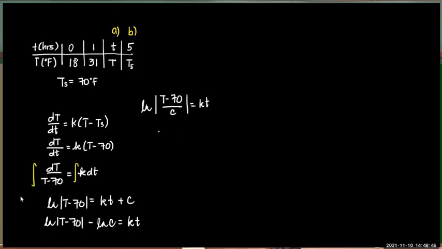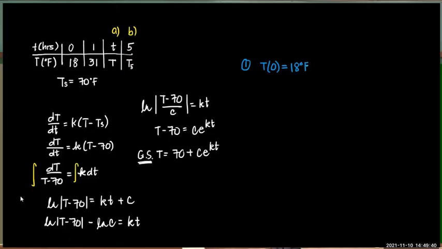And then if you remove the ln, T minus 70 is equal to C e to the KT, or your working equation is actually 70 degrees Fahrenheit plus C e to the KT. So this is your general solution. Are we given any initial conditions? Yes. So condition number 1: the temperature when time is 0 is 18 degrees Fahrenheit.